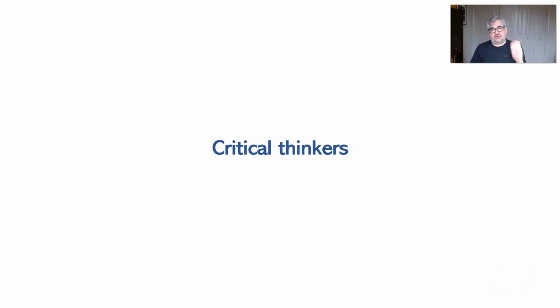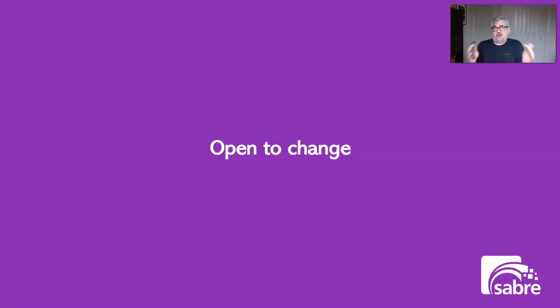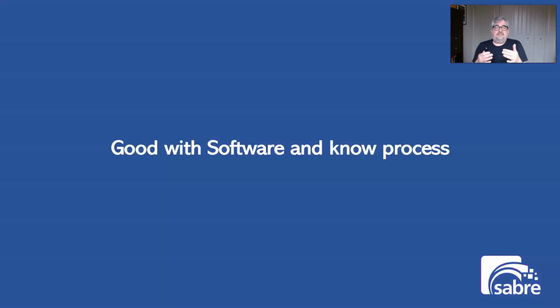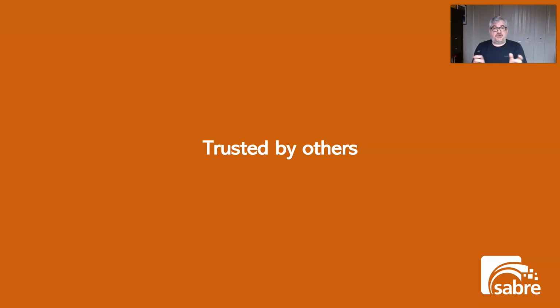So you want to pick the critical thinkers from your team. You want to make sure they're open to change. So critical thinking is great, but having them also open to change. And you want to set them up with people within that team. And it's going to be a small team because there's not a lot of people in your organization who fit the bill for all of this. They're good with software and they know the business processes that might end up being replaced. They're trusted by other people in the organization. Like, other people know that they know what they're talking about.